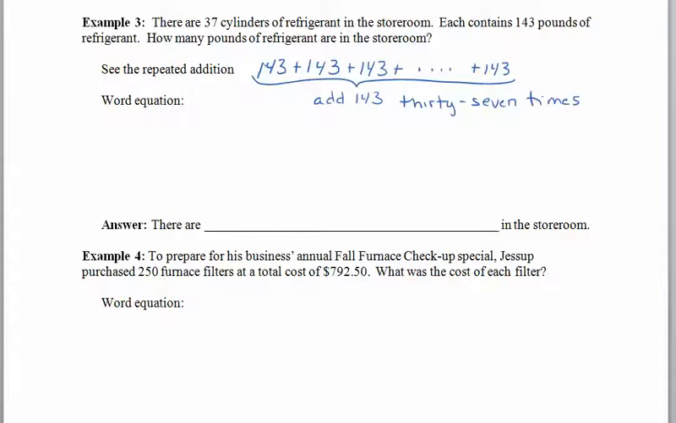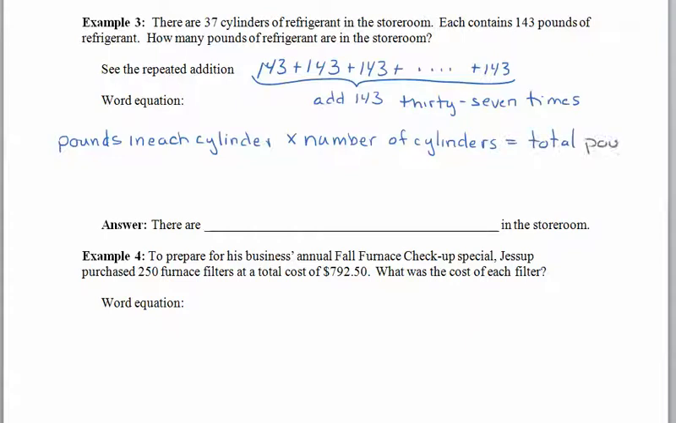One thing that will help us as we start working more of these problems is to start seeing some patterns within the word equations. So if we created a word equation, it might look something like this. The pounds in each cylinder multiplied by the number of cylinders is equal to the total pounds. And it's not a coincidence that we have these words, in each cylinder and the number of cylinders, in this order. So looking back at our problem, we know that we have 143 pounds in each cylinder.